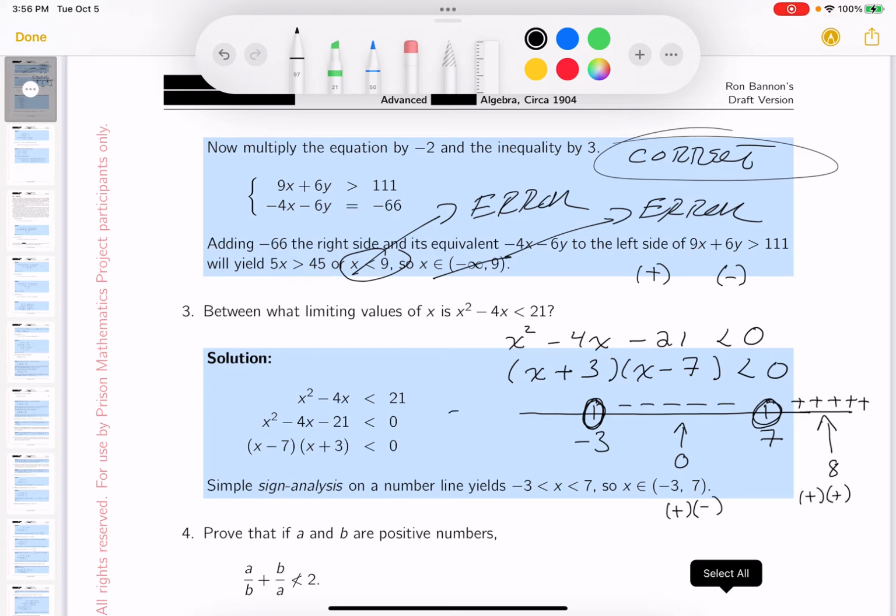Let's pick a number below minus 3. I'm going to say minus 4. You could pick any number you like below minus 3. Plug it in. Minus 4 plus 3 is a negative 1, so it's a negative number. Minus 4 minus 7 is minus 11. That's a negative number. And a negative number times a negative number is a positive number.